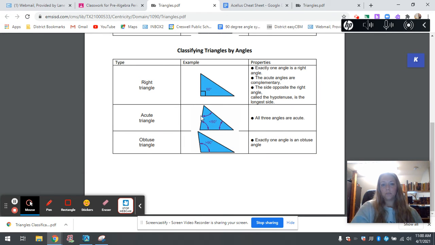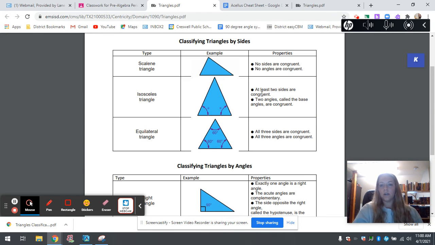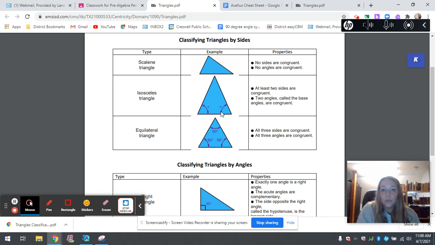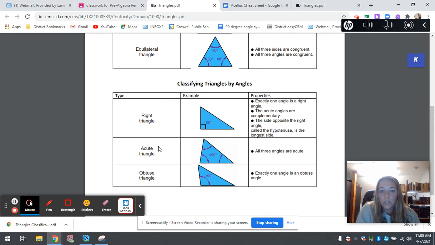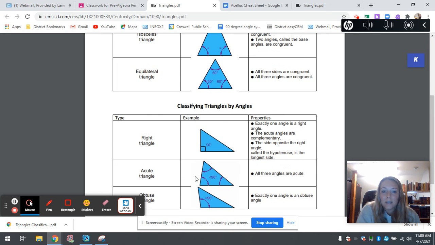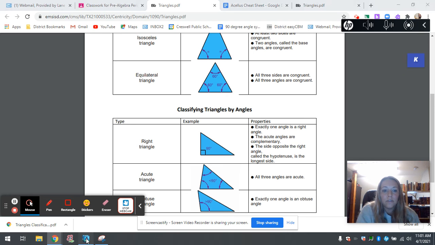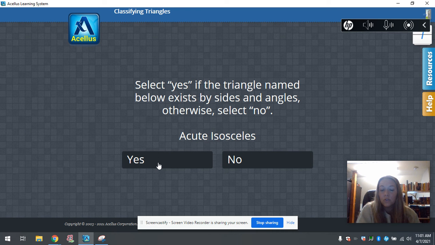Let's look it up. So an isosceles triangle has at least two sides that are congruent, or the same, and two angles that are congruent. You will notice that these angles are all less than 90 degrees. Okay, so let's look at our acute definition. All angles are acute, which is less than 90 degrees. So yes, it is possible to have an acute isosceles triangle.